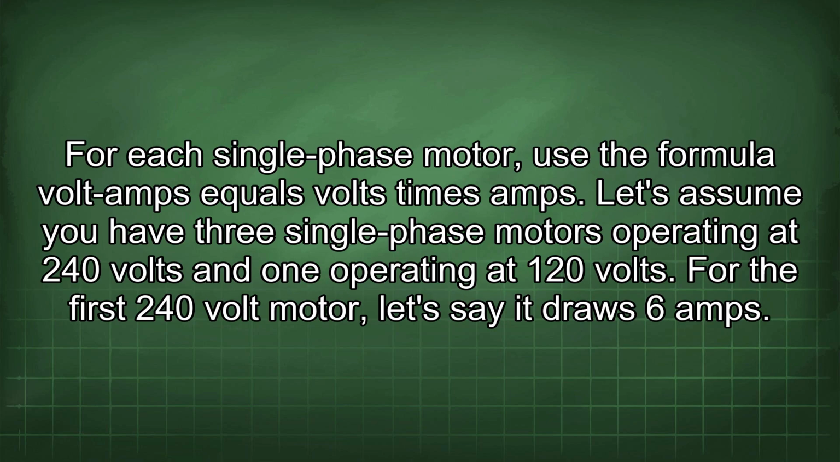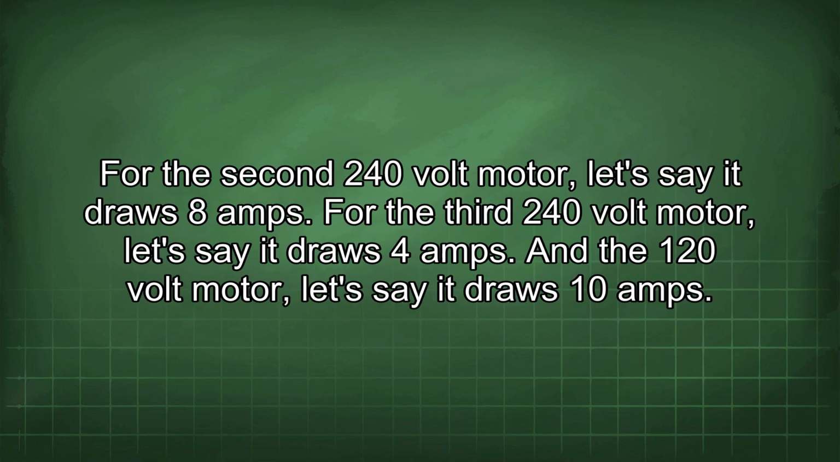For each single-phase motor, use the formula volt-amps equals volts times amps. Let's assume you have three single-phase motors operating at 240 volts and one operating at 120 volts. For the first 240 volt motor, let's say it draws 6 amps. For the second 240 volt motor, let's say it draws 8 amps. For the third 240 volt motor, let's say it draws 4 amps. And the 120 volt motor, let's say it draws 10 amps.